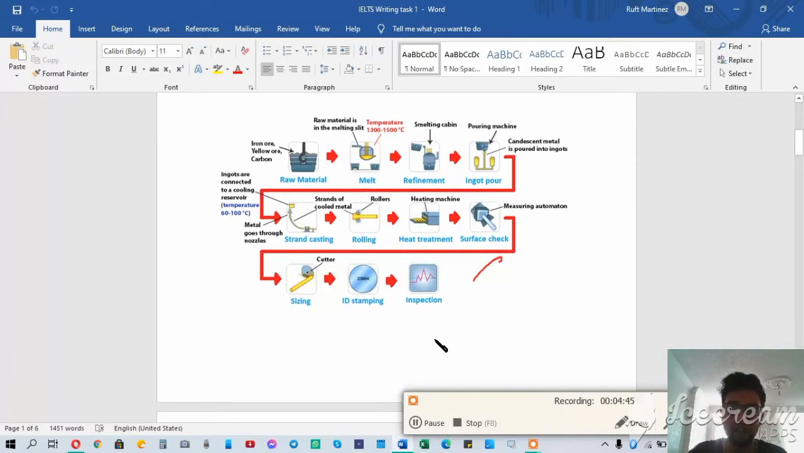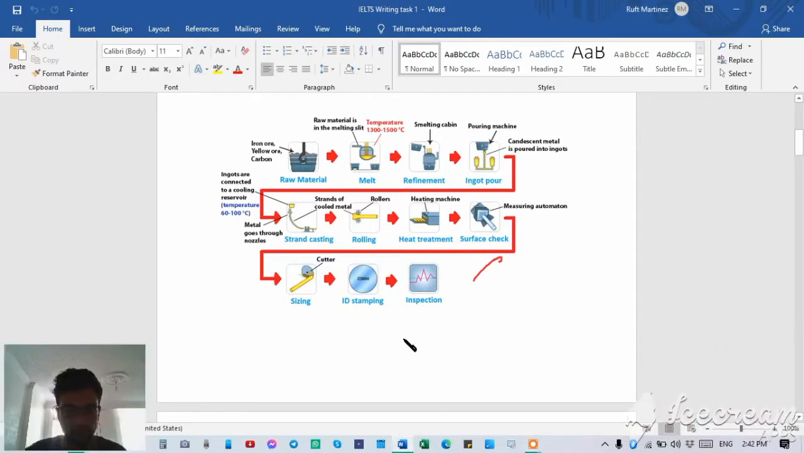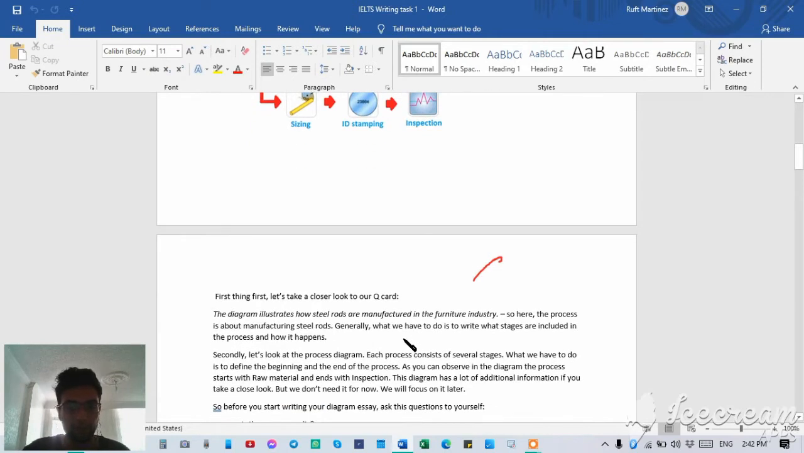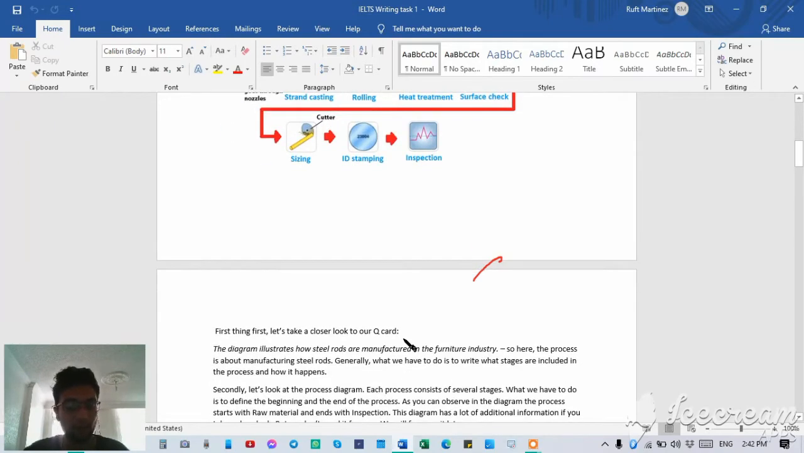So whatever you're going to write in your essay, the paragraphs should be divided by you. You should look at the process and decide how many paragraphs you're going to write. All right, so we said that we have to write the stages, what stages are included in the process, and how it happens. So we have to write all these things.